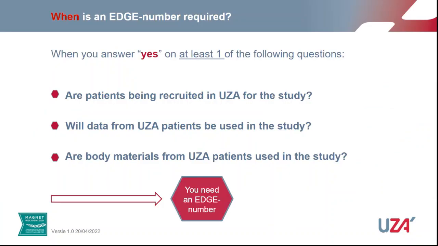Whether you need an EDGE number or not is determined by 3 questions. Are patients being recruited in UZA for the study? Will data from UZA patients be used in the study? Are body materials from UZA patients used in the study? When you answer yes on at least one of the above questions, you need an EDGE number.